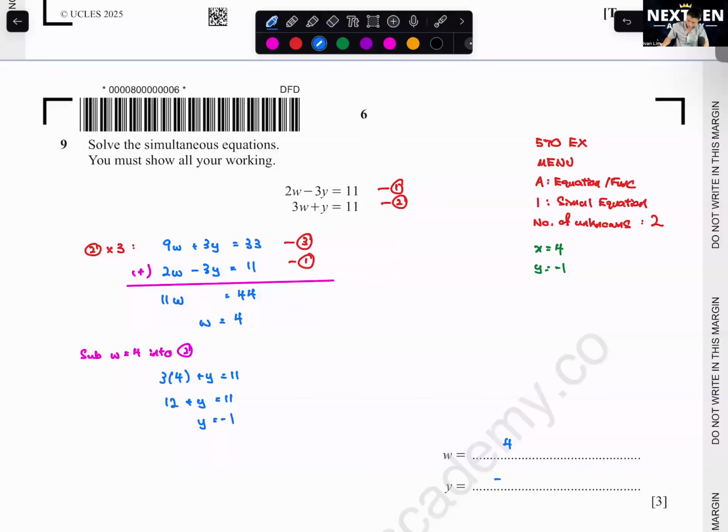So 4 and -1. All right, I will prefer doing elimination, I think easier. Easier to do. But if you don't know how to do elimination, just do substitution. Both also works.